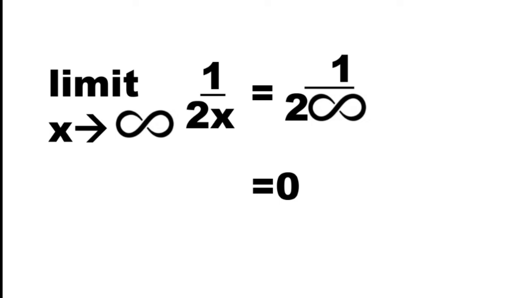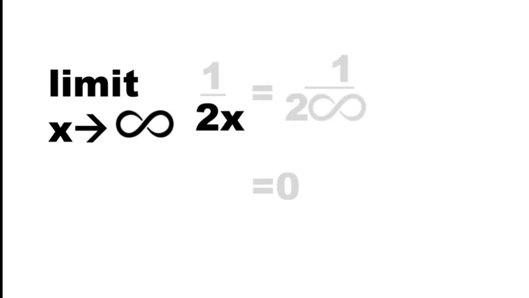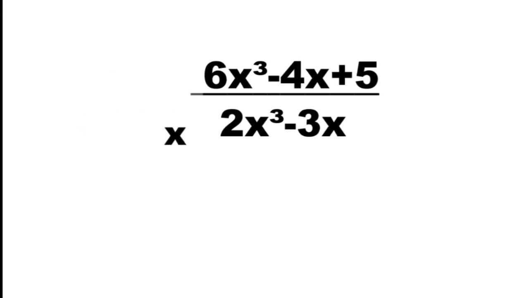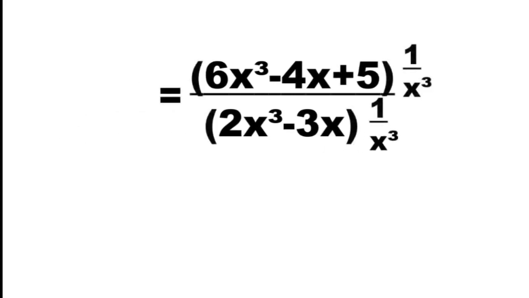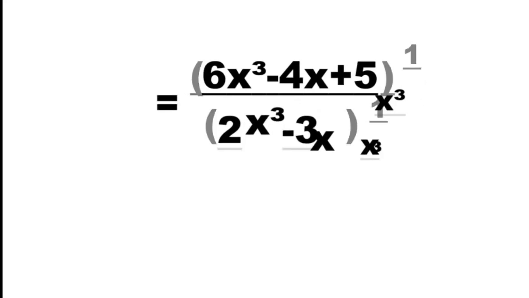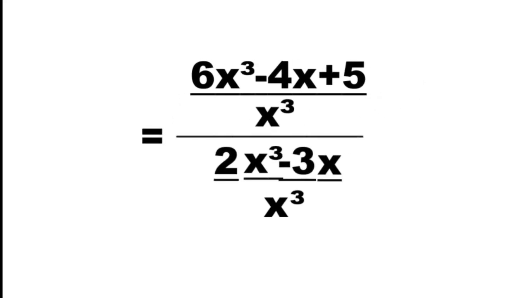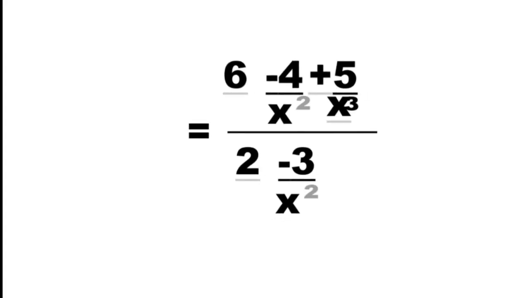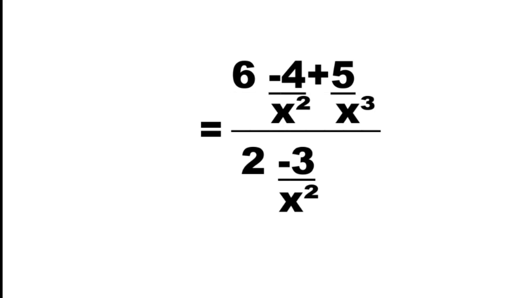How about if we have a rational function? Example, find the limit of 6x cubed minus 4x plus 5 over 2x cubed minus 3x. In this case, find the highest exponent, which is x cubed. Then multiply both numerator and denominator by the reciprocal of x cubed. The numerator becomes 6x cubed minus 4x plus 5 divided by x cubed over 2x cubed minus 3x divided by x cubed. Simplifying, we have 6 minus 4 over x squared plus 5 over x cubed all over 2 minus 3 over x squared.